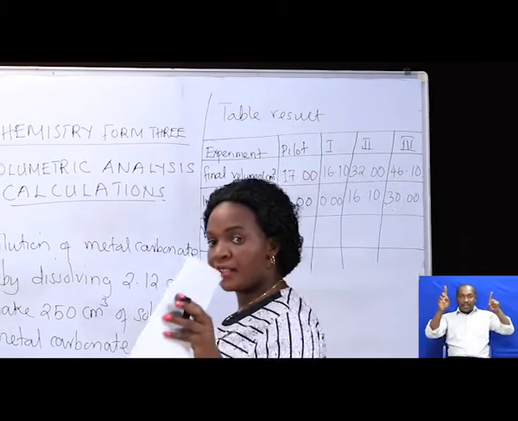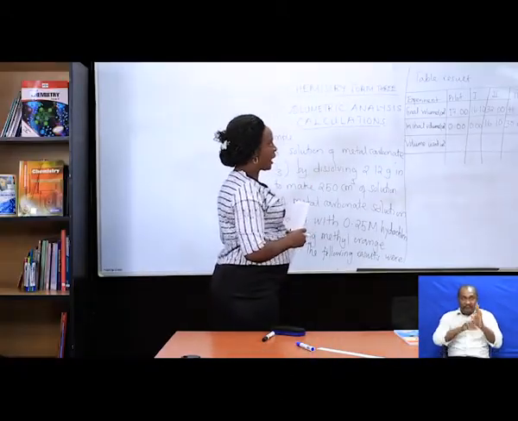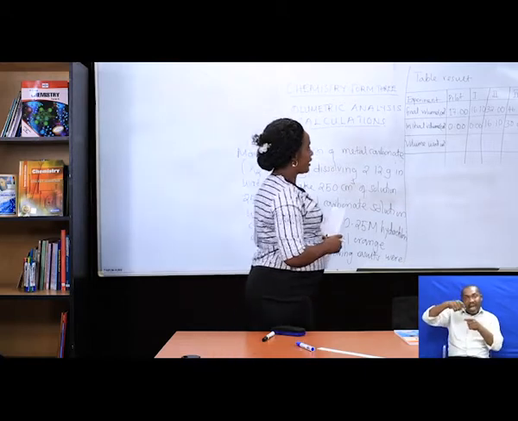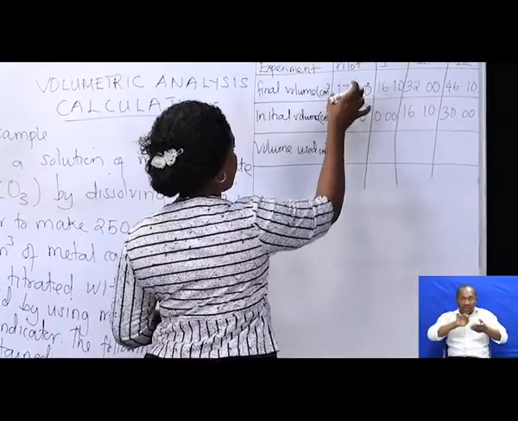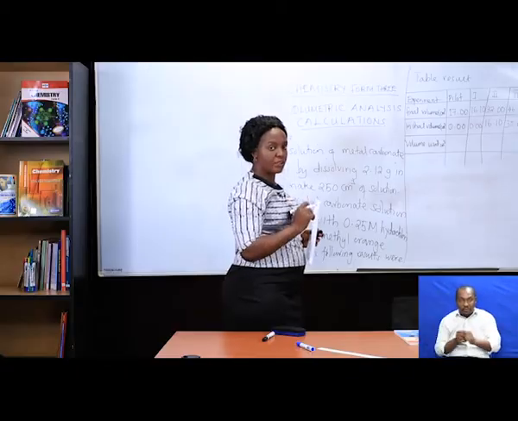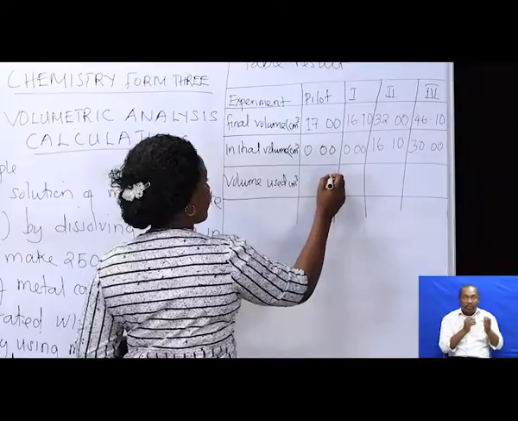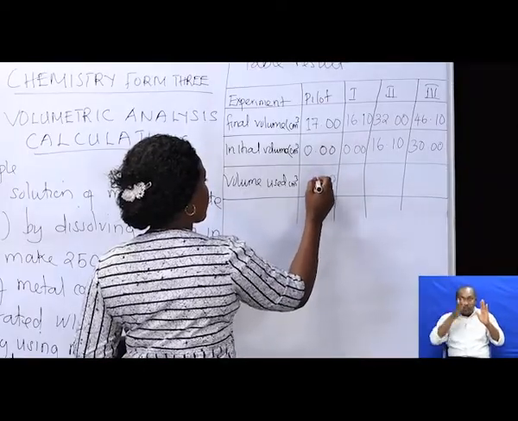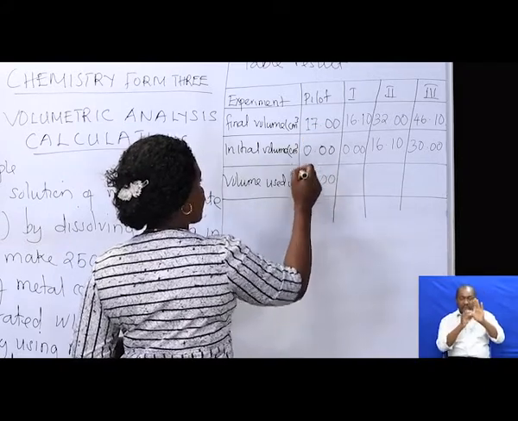Then how can I get the volume of acid used? How can I get the volume used? To get the volume used, you must subtract final minus initial. Therefore, how do we get it? This is 0 minus 0, it is 0. This is also 0. 7 minus 0, it is 7, and this is 1.